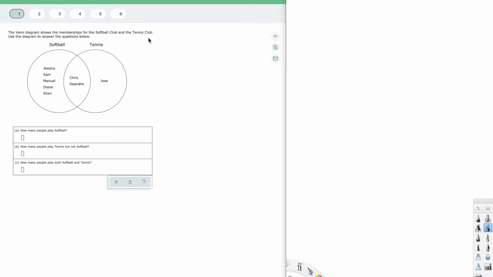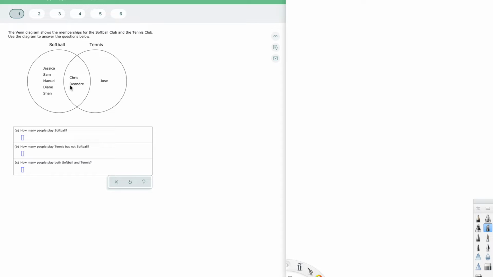All right, so we're going to look at a Venn diagram real quick just to compare information. This is going to come in handy when we start to look at the differences between just parallelograms and special parallelograms. So it's just the idea of where do these groupings kind of fit. A Venn diagram is just a very quick little reminder, visual of how we can group things. With this one, it says the Venn diagram shows the memberships for softball club and tennis club. So we have softball, we have tennis club, and then we have this overlapping section in the middle. In the middle, it means that they're in both softball and tennis club.